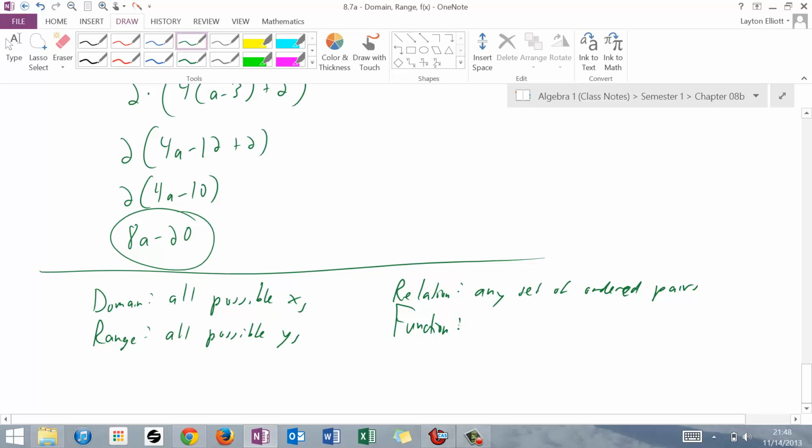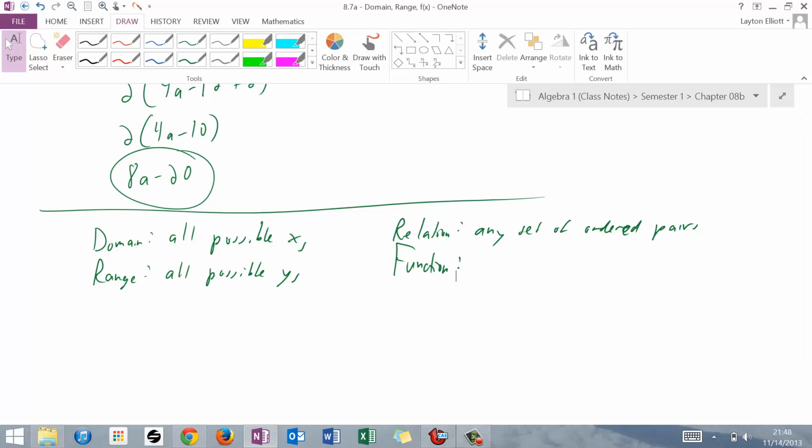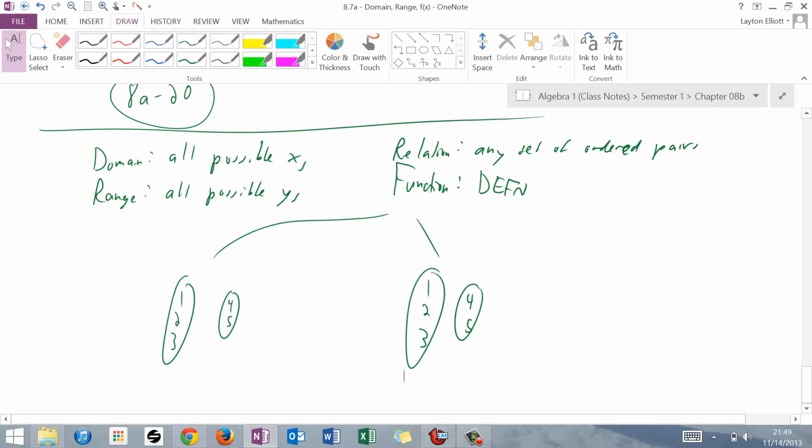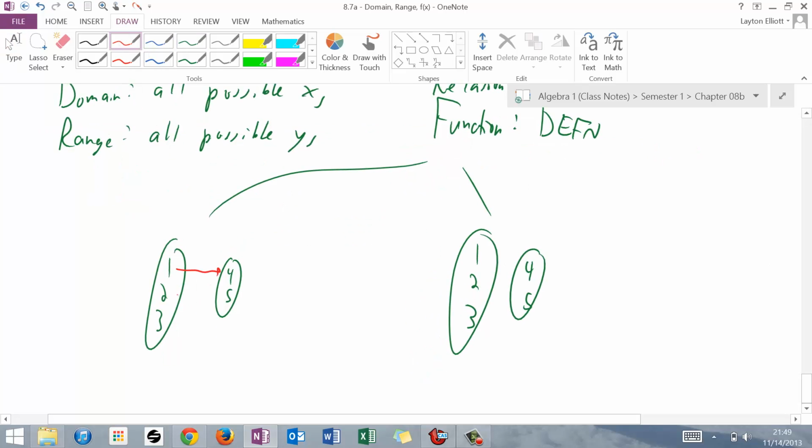well, functions themselves have a little trick. You need to know the definition of a function. You need to remember that. I'm going to expand on this function thing for just a bit. I'm going to do 2 examples. 1, 2, 3, 4, 5. And this is going to be 1, 2, 3, 4, 5. And on the left one, we're going to draw an arrow from 1 to 4, 2 to 4, and 3 to 5. And on the right one, I'm going to go 1 to 4, 1 to 5, 2 to 4, and 3 to 5.